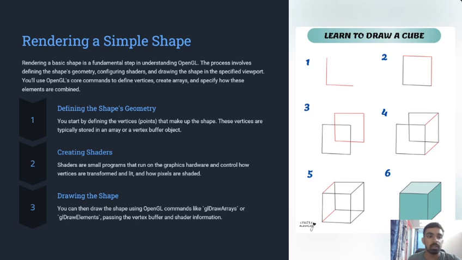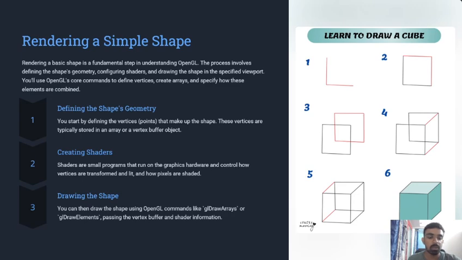Defining a shape's geometry. You start by defining the vertices that make up a shape. These vertices are typically stored in an array or a vertex buffer object. Creating shaders. Shaders are small programs that run on the graphics hardware and control how the vertices are transformed, lit, and how pixels are shaded.